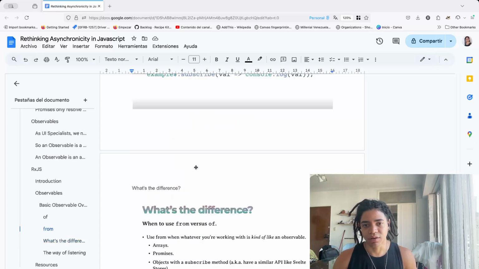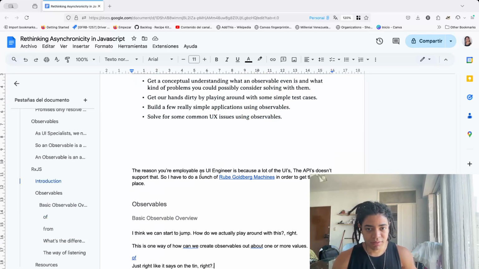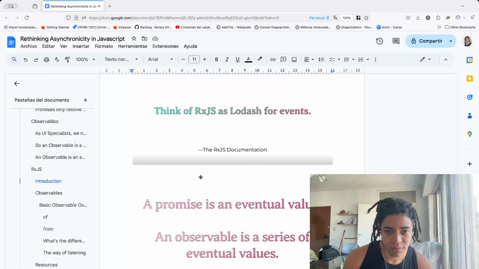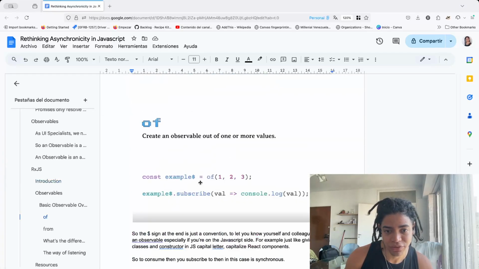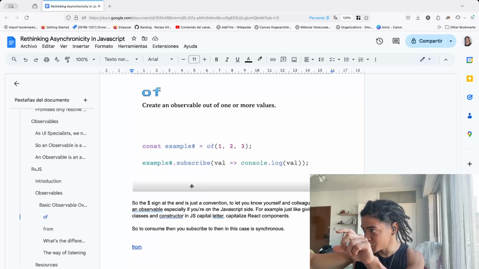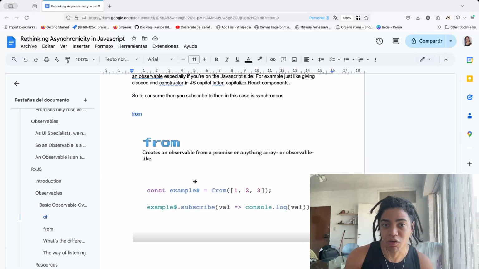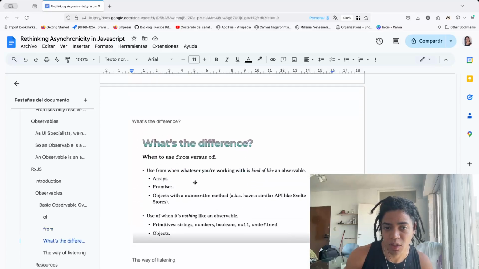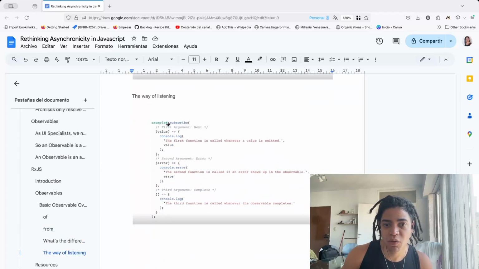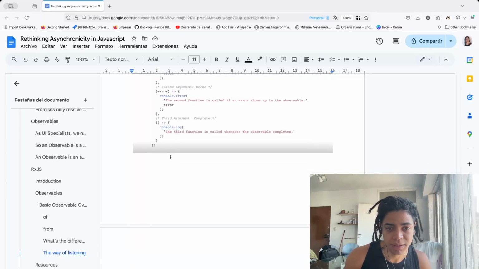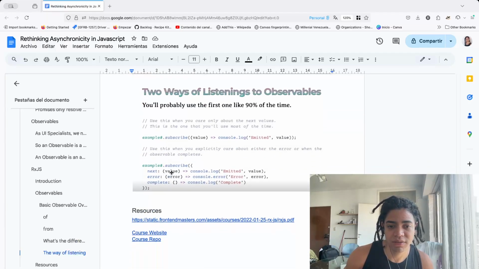You can create this sequence of data, or this observable, as a series of eventual values. You can create all of this series of eventual values, whether primitive or in collections, array-like or observable-like, but all of them are synchronous right now. And this is the way you can listen to this. This is the deprecated version of that, and now there is the more updated version to go with.